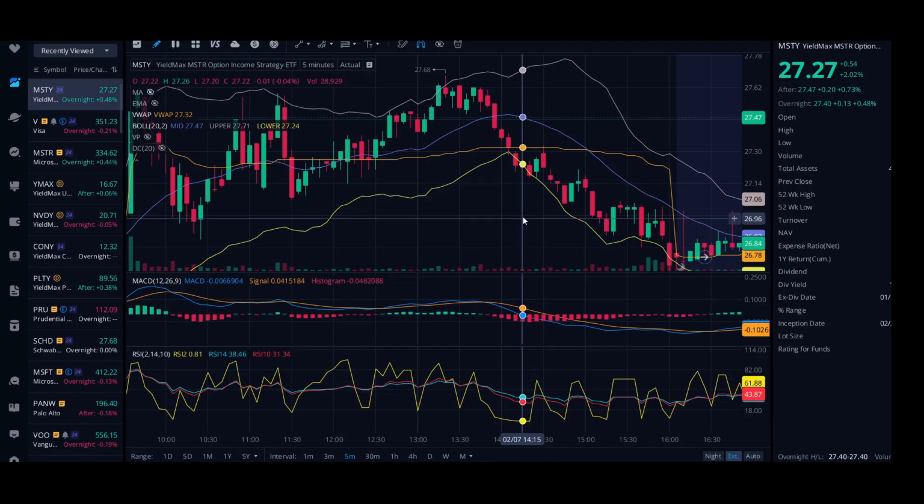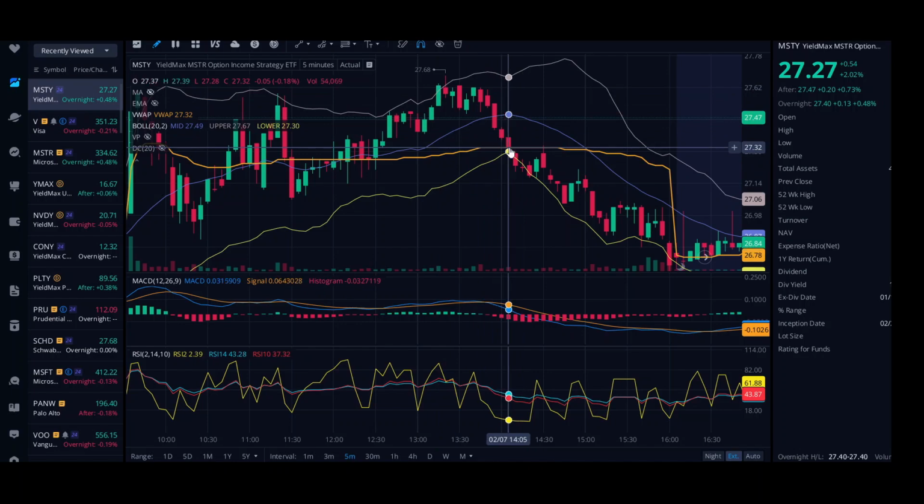Now let's take a look at the option chart here in a second to better understand what it is that I'm talking about and the strikes that I selected. But I just wanted to show you that I noticed it about right here, that it was starting to come down.